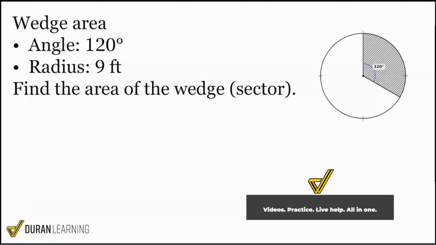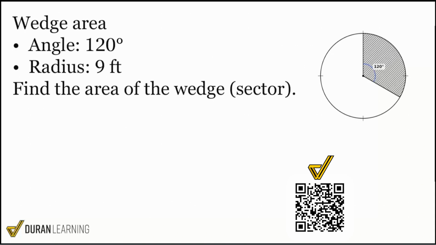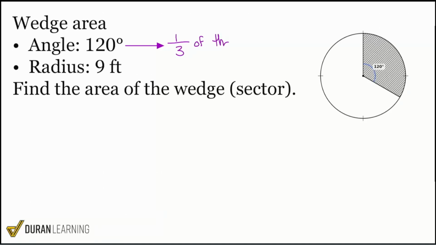Everybody, question: what does 120 degrees translate to? Nice, good job with those notes, everybody. 120 degrees translates to 1/3 of the circle. That's right. That is 1/3 of the circle.